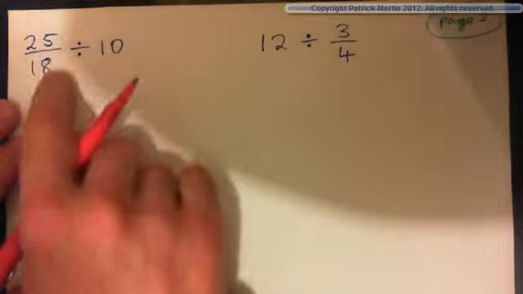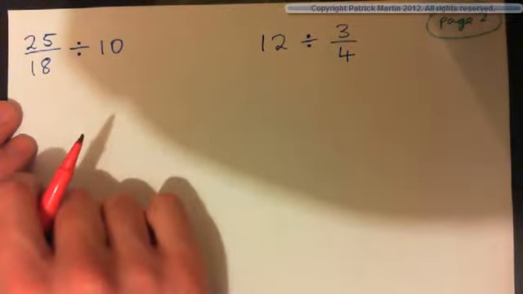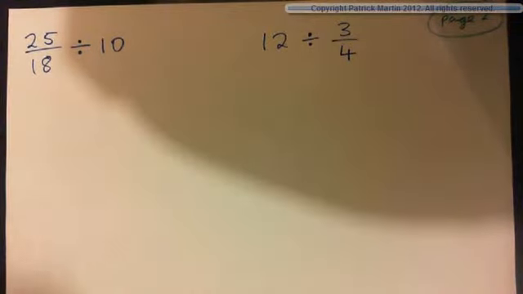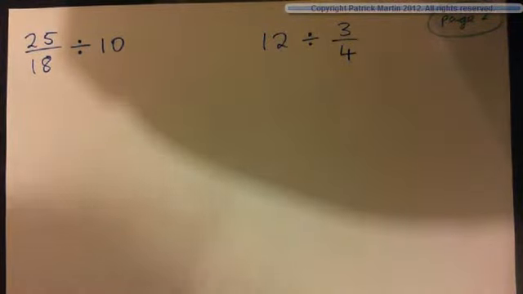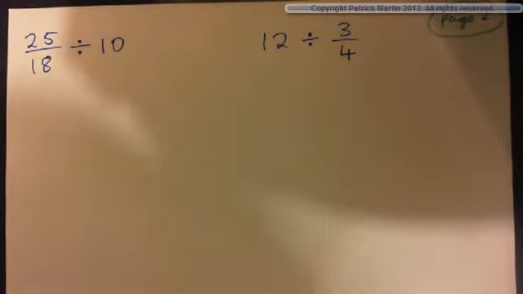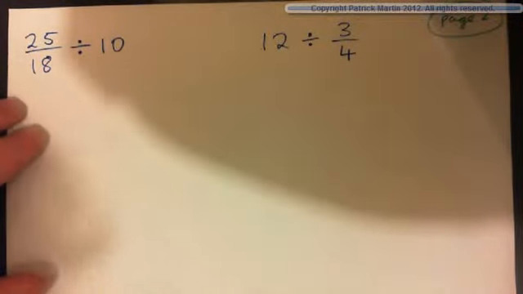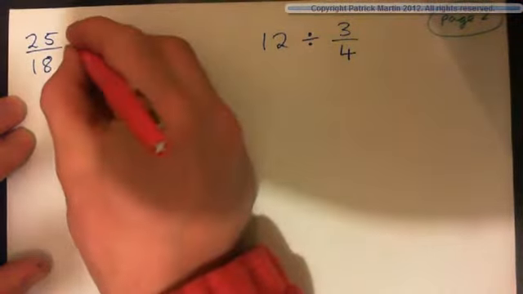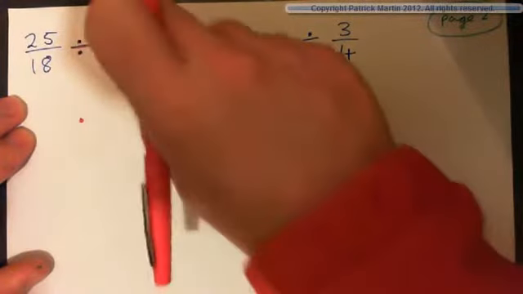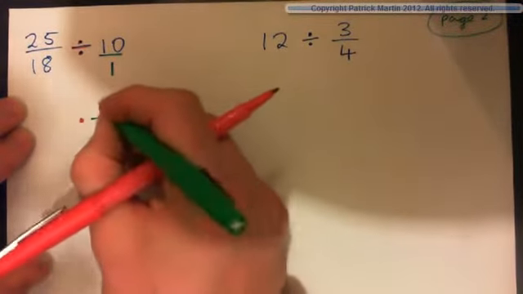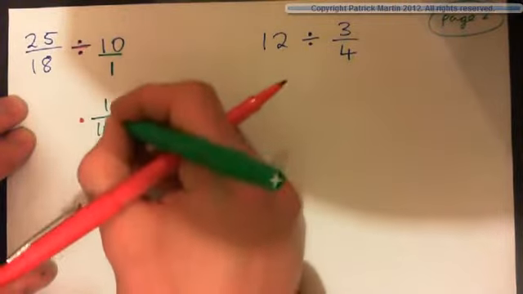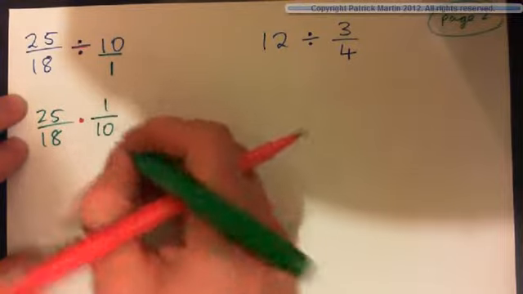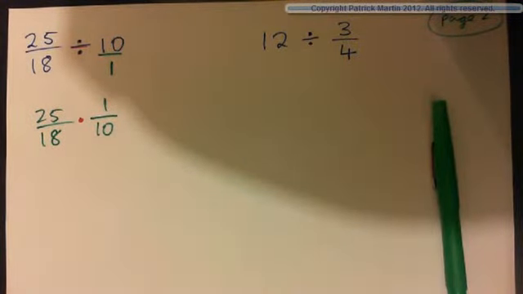Page 2 now. 25/18 divided by 10. We've got to flip the fraction on the right and multiply. Although we don't have a fraction on the right, turn that whole number into a fraction. Turn all your numbers into a fraction to begin with, right? So that's going to be 10 over 1, right? So instead of dividing, I'm going to multiply by this guy flipped upside down. The reciprocal of 10 is 1 over 10. And now I've got 25 over 18 multiplied by 1 over 10. And now I can multiply the fractions.